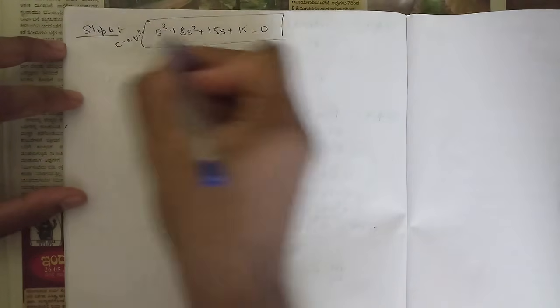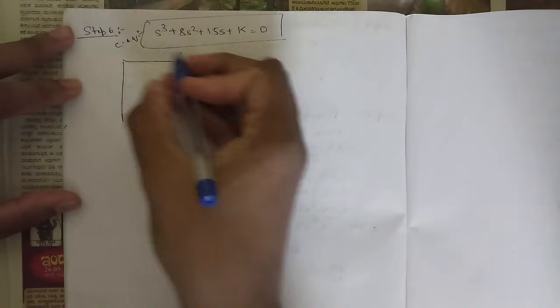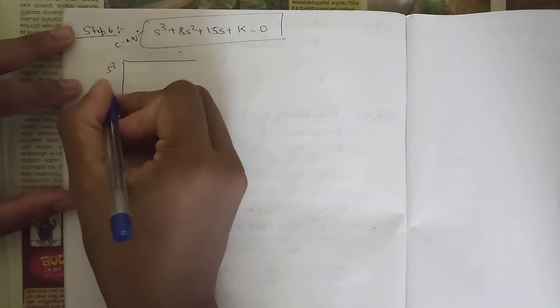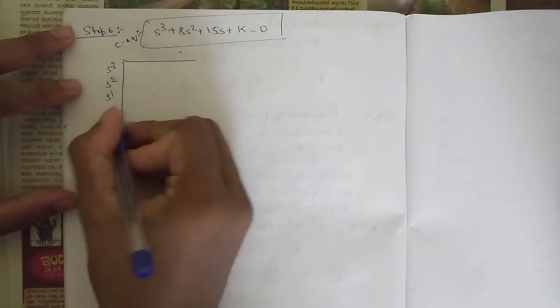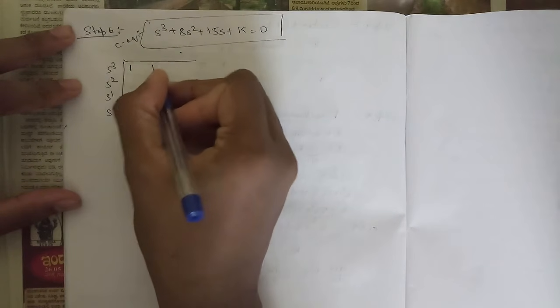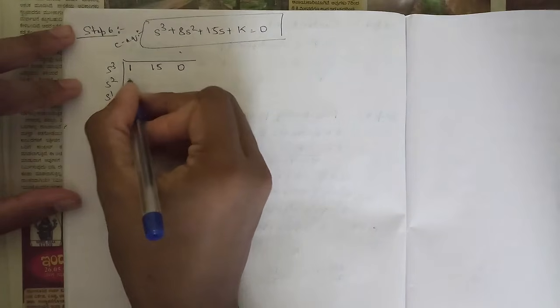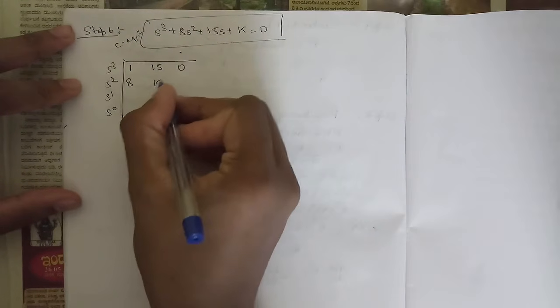In this case, use this equation and draw the Routh array, okay. I'm going to do this very quickly since I've discussed it a lot of times. Write the coefficients s cube, s square, s power 1, s power 0. Coefficient of s cube is 1. Skip one term, write the coefficient of s, 15. Skip one term, it is 0. Coefficient of s square is 8. Skip one term, k, 0.